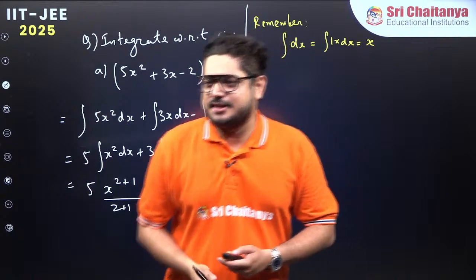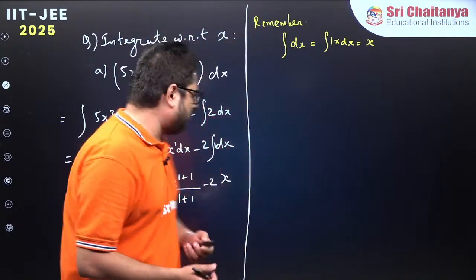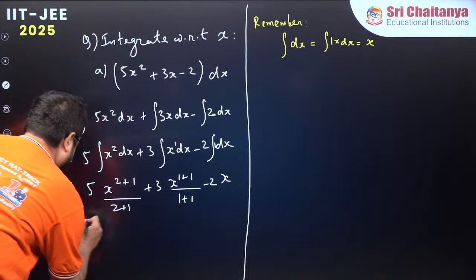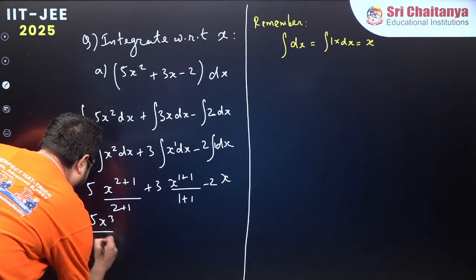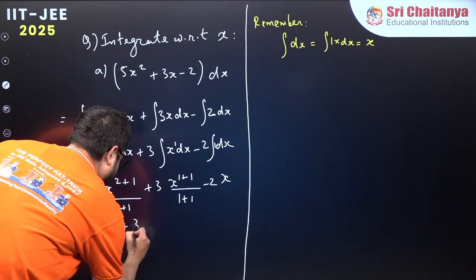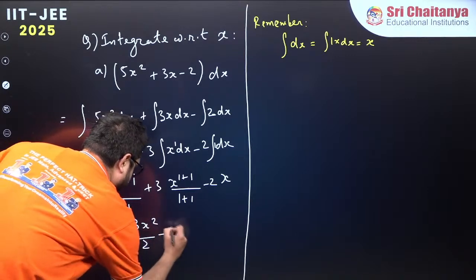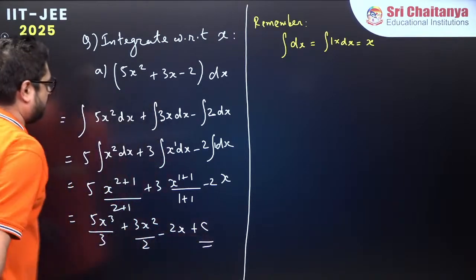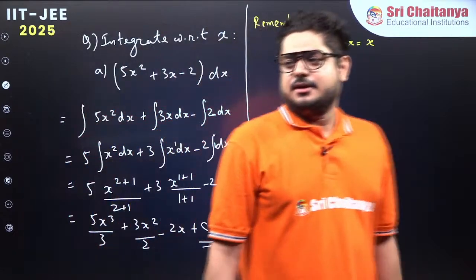So as a result, let's write down the result. It's going to be 5x cubed by 3 plus 3x squared by 2 minus 2x. Of course, don't forget this c, the constant. So this is going to be the answer.